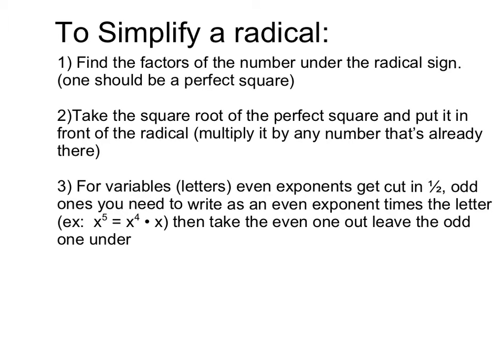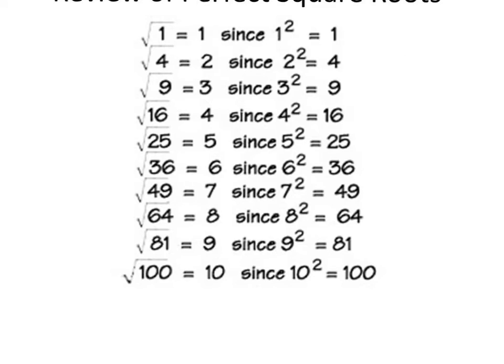For variables, which means letters, even exponents get cut in half. Odd ones you need to write as an even exponent times the letter. So if you were given x to the fifth over here, we would go down one and make that an x to the fourth times x to the first, because 4 plus 1 is 5. X to the fifth is x to the fourth times x. Then you're going to take the even one out and leave the odd one under the radical sign.